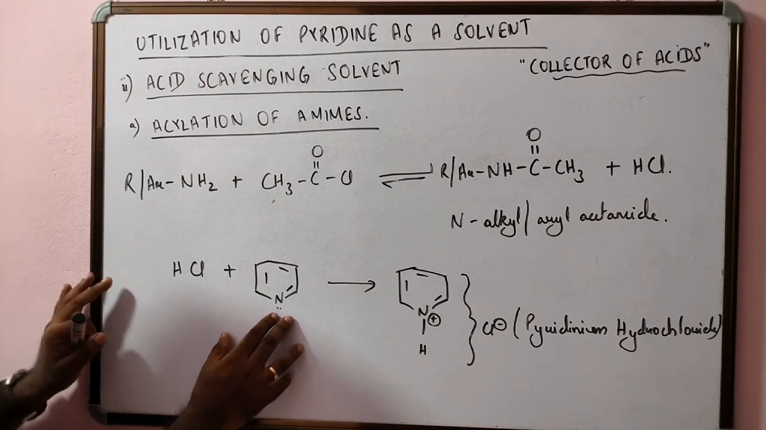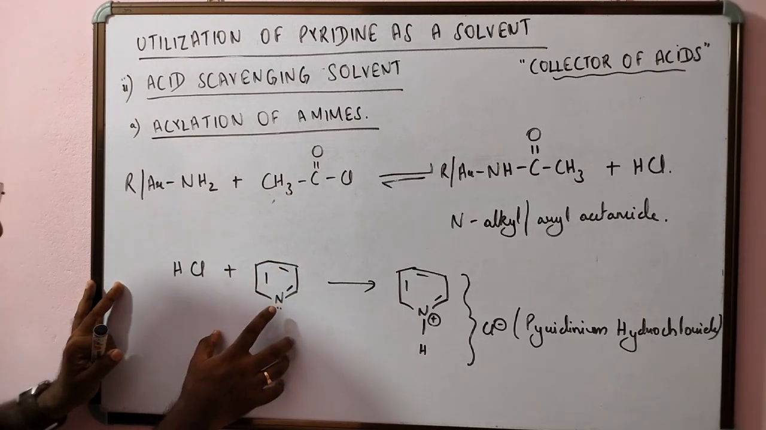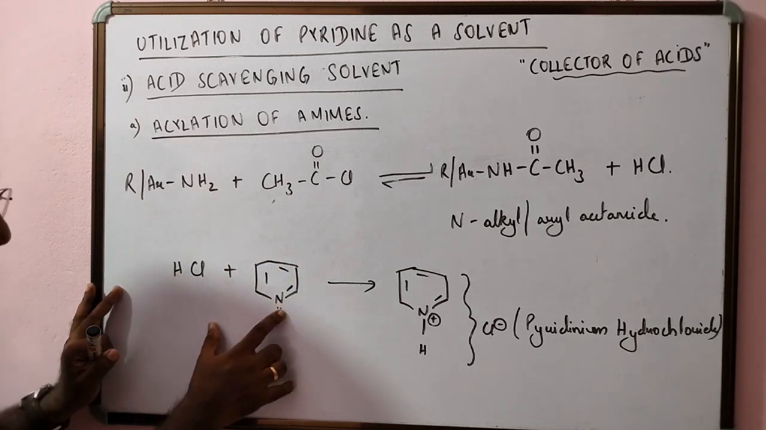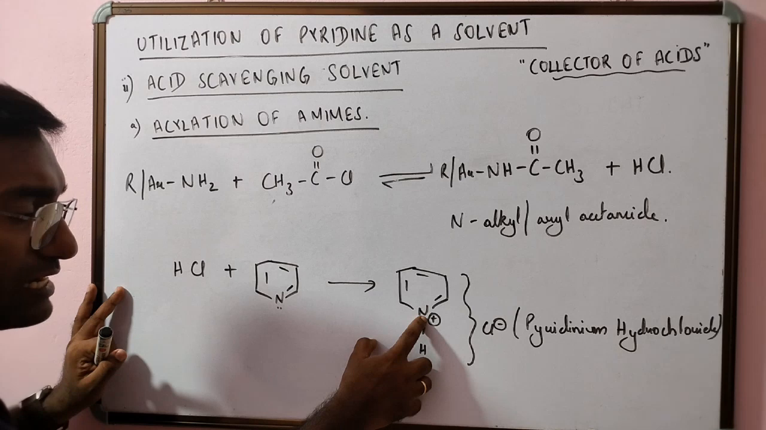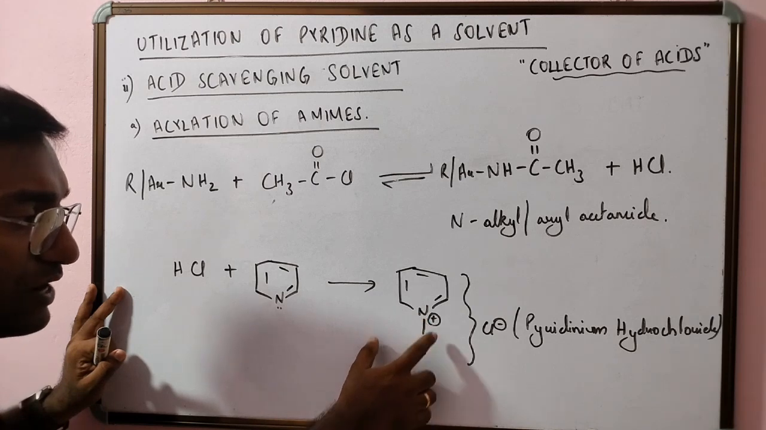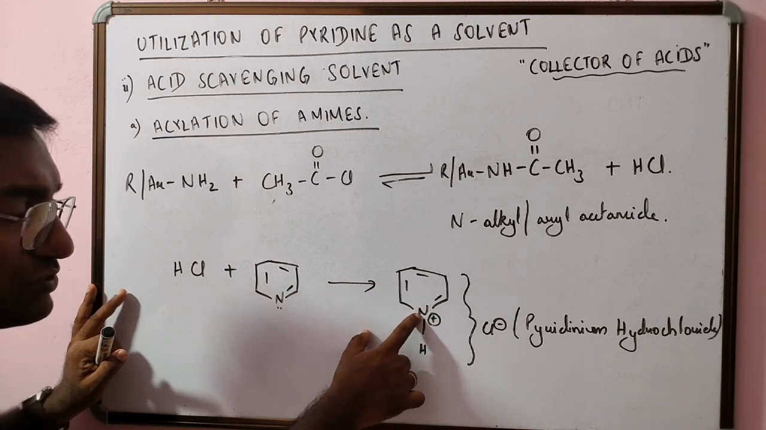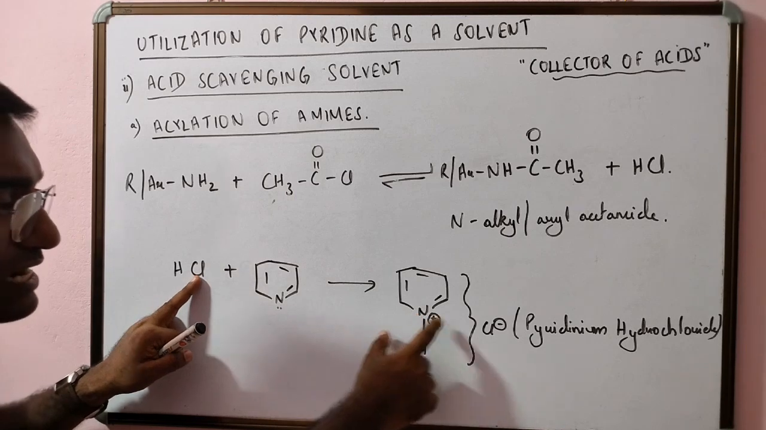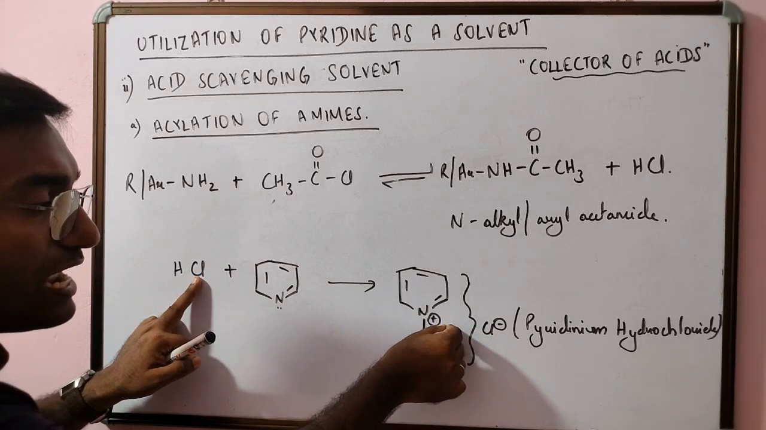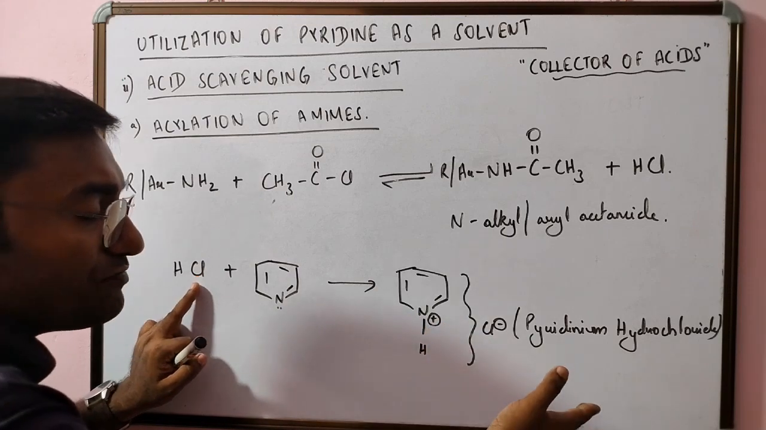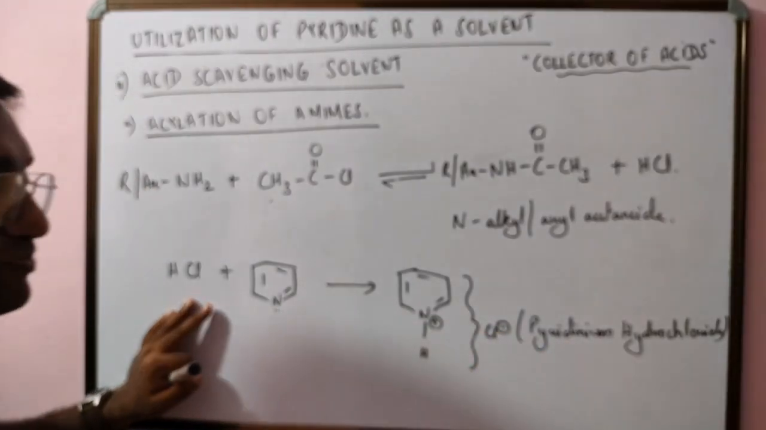When we use pyridine, the lone pair of electrons on the nitrogen atom of the pyridine ring attracts and forms a bond with the hydrogen atom of HCl. Because the nitrogen atom lost its pair of electrons to hydrogen, it develops a positive charge. It is this positive charge on the nitrogen atom which now attracts the Cl minus ion towards itself, forming an ionic bond and thus resulting in the formation of a salt, which is pyridinium hydrochloride.